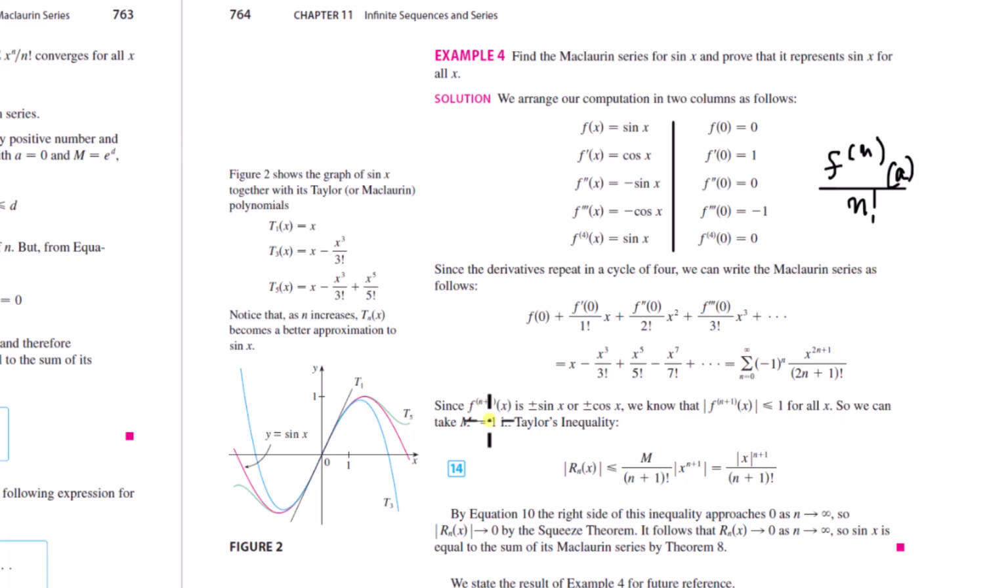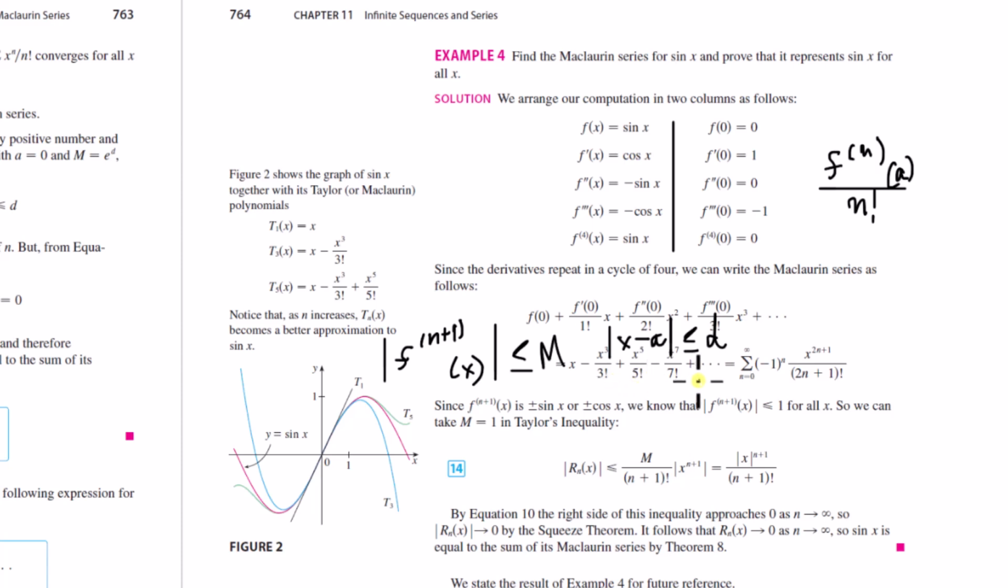So what needs to be satisfied is that the absolute value of the n plus 1th derivative of x needs to be less than or equal to a capital M for the absolute value of x minus a less than or equal to d. Okay, we're centered at 0. So the n plus 1th derivative is plus or minus sine of x, plus or minus cosine of x. No matter what x you input, the absolute value is going to be less than or equal to 1.